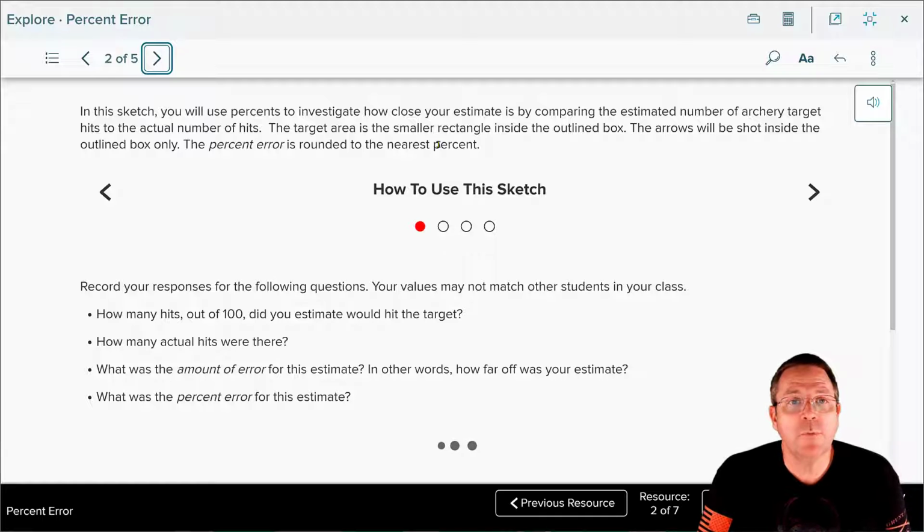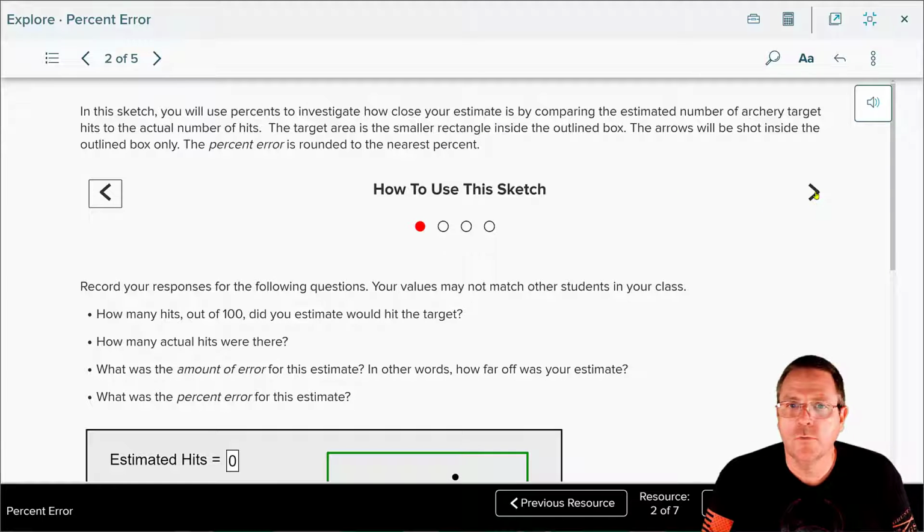In this sketch, you will be using percents to investigate how close your estimate is by comparing the estimated number of archery target hits to the actual number of hits. The target area is the smaller rectangle inside the outline box. The arrows will be shot inside the outline box only. The percent error is going to round to the nearest percent.